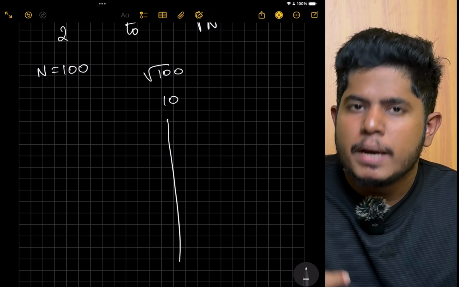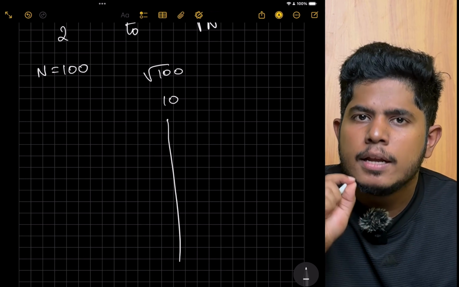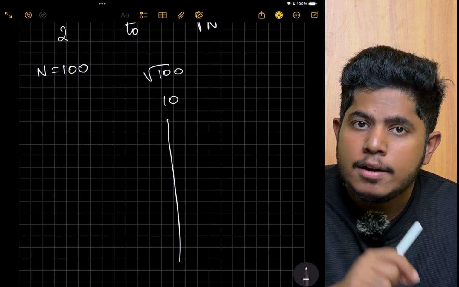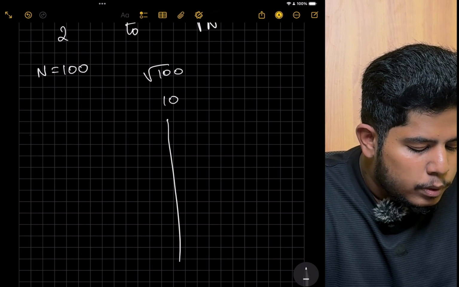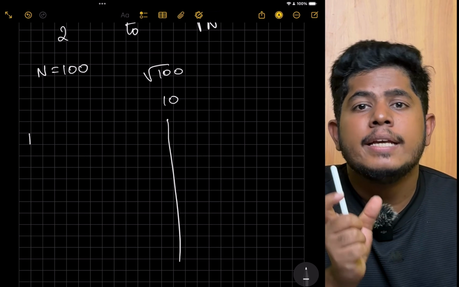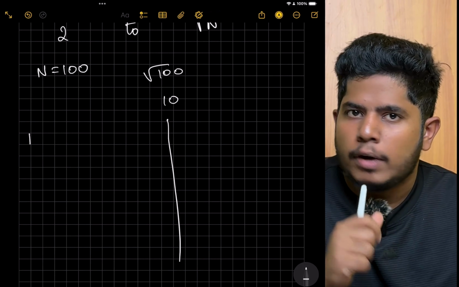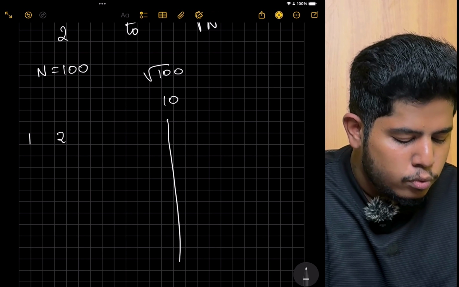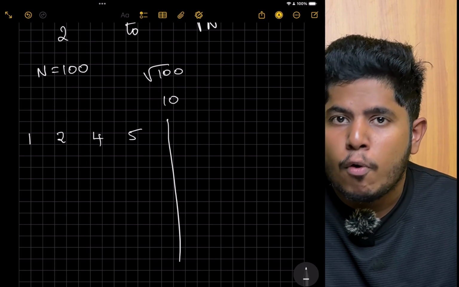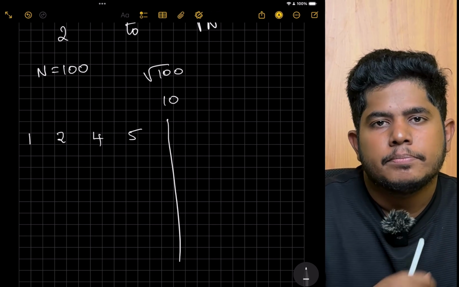Now, let us pick all the factors of 100 less than 10, which is typically less than square root of n. So what are all the factors of 100 less than 10? Let's start with 1. Let us list out all the factors. Then we will come to understanding why it is enough to check only between 2 to square root of n. The first factor is 1. The next factor is 2, then followed by 4, and then followed by 5. 1, 2, 4, 5. These are the 4 factors of 100 less than 10.